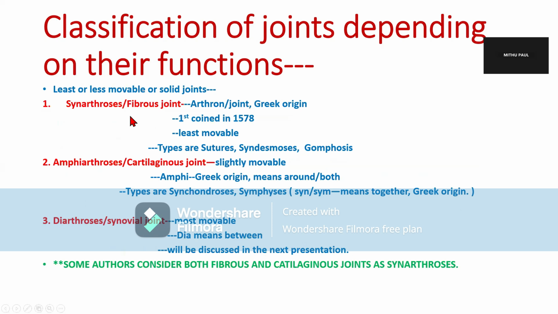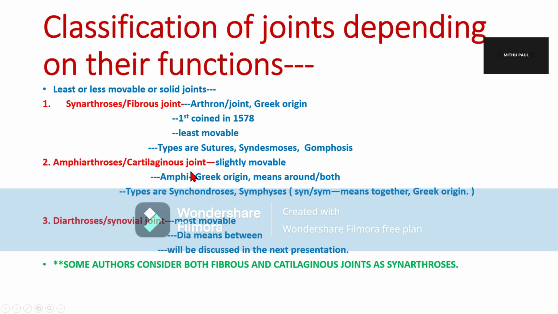Synarthrosis or fibrous joint, this word arthron is of Greek origin. It was first coined in 1578. It refers to the joints which are least movable. Examples are sutures, syndesmosis, gomphosis. Coming to details.